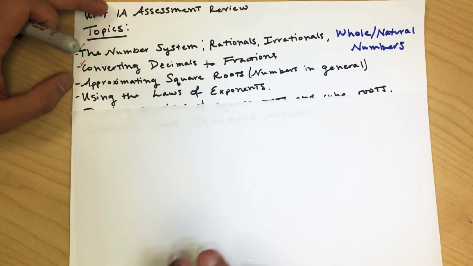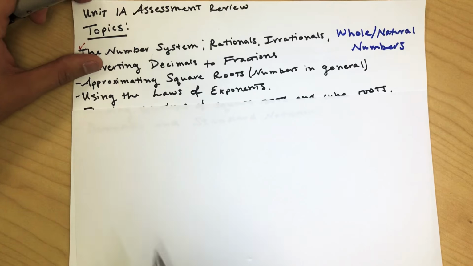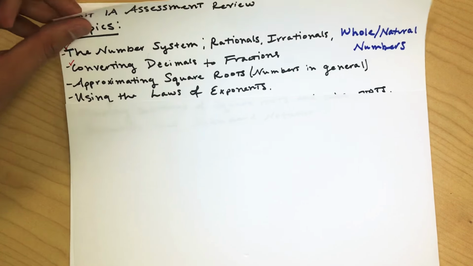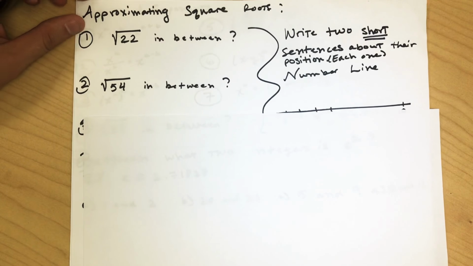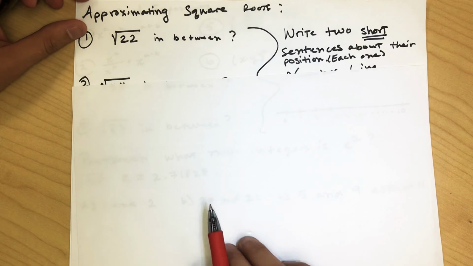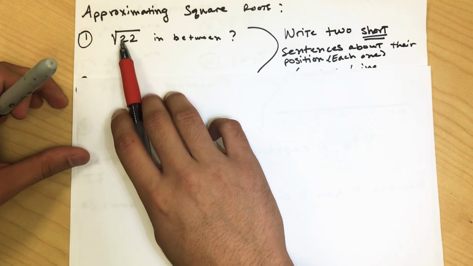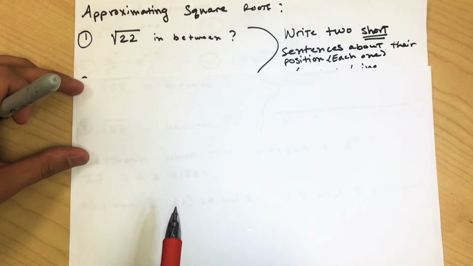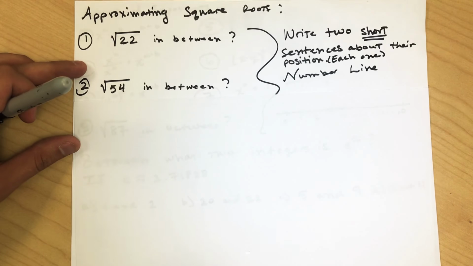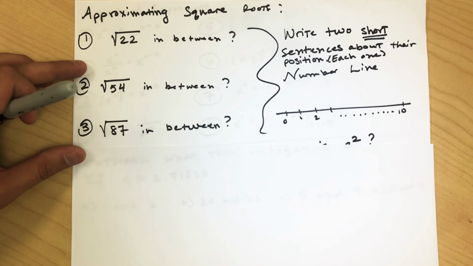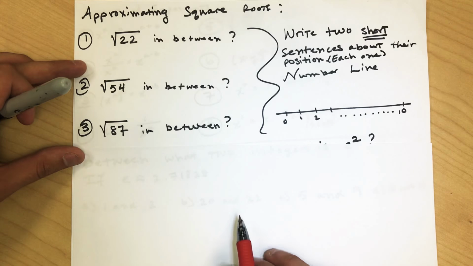Now we're going to look at using the laws of exponents. Before we look at using the laws of exponents, I forgot to give you guys the assignment for approximating square roots. So here it is. The first one you guys are going to do is the square root of 22 is in between what two numbers? All right. Second one's going to be the square root of 54 is in between what two numbers? Then square root of 87 is in between what two numbers?